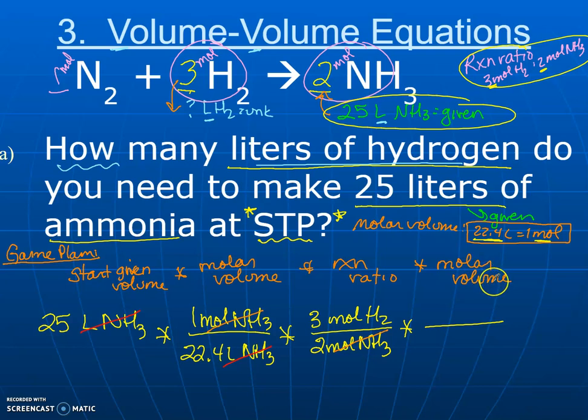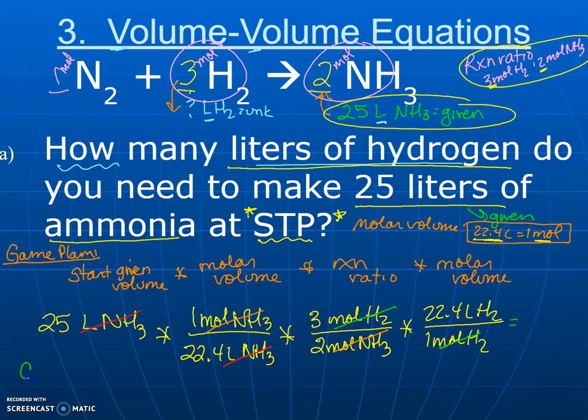Last but not least, go to molar volume. Again, 1 mole is 22.4 liters. And as we know, if we start with mole here, 1 mole of H2 is on the bottom and 22.4 liters of H2 is on top. That cancels out moles of H2 and moles of H2.